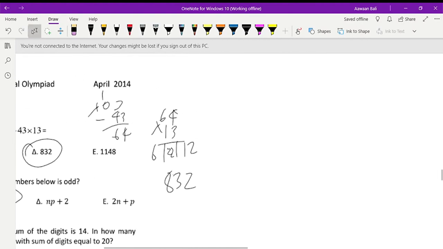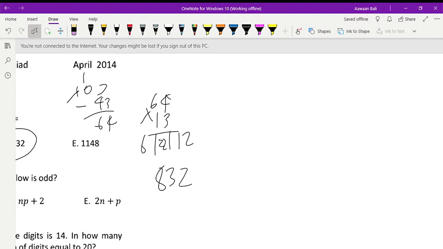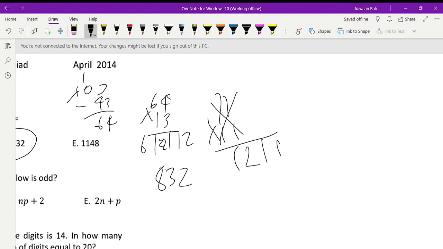delta. This is the trick I use. Let's say we have 11 times 11. You'll know that's 121, but to get that, I do first here 1 times 1, and I do this 1 times 1 plus this 1 times 1, which is 2, and then I do the last column 1 times 1, 1, 2, 1. Easy, right?